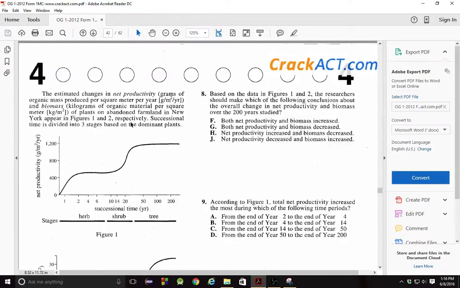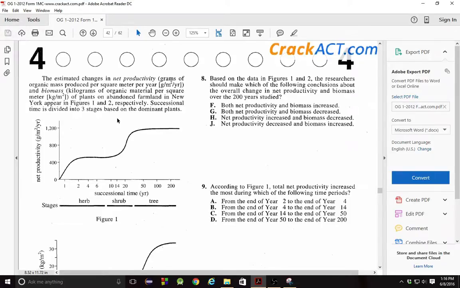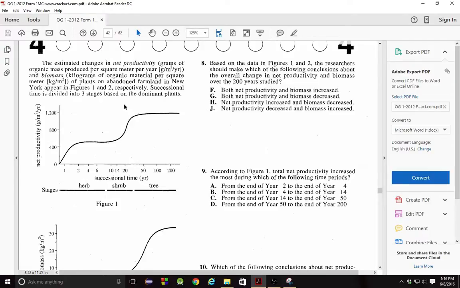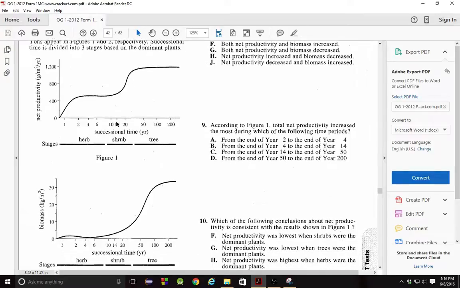The estimated changes in net productivity, grams of organic mass produced per square meter per year, and biomass, kilograms of organic material per square meter, of plants on abandoned farmland in New York appear in figures 1 and 2 respectively. Successional time is divided into 3 stages based on the dominant plants. So here's figure 1 and figure 2. We got successional time in years on the x-axis, and net productivity on one graph and biomass on the other graph.